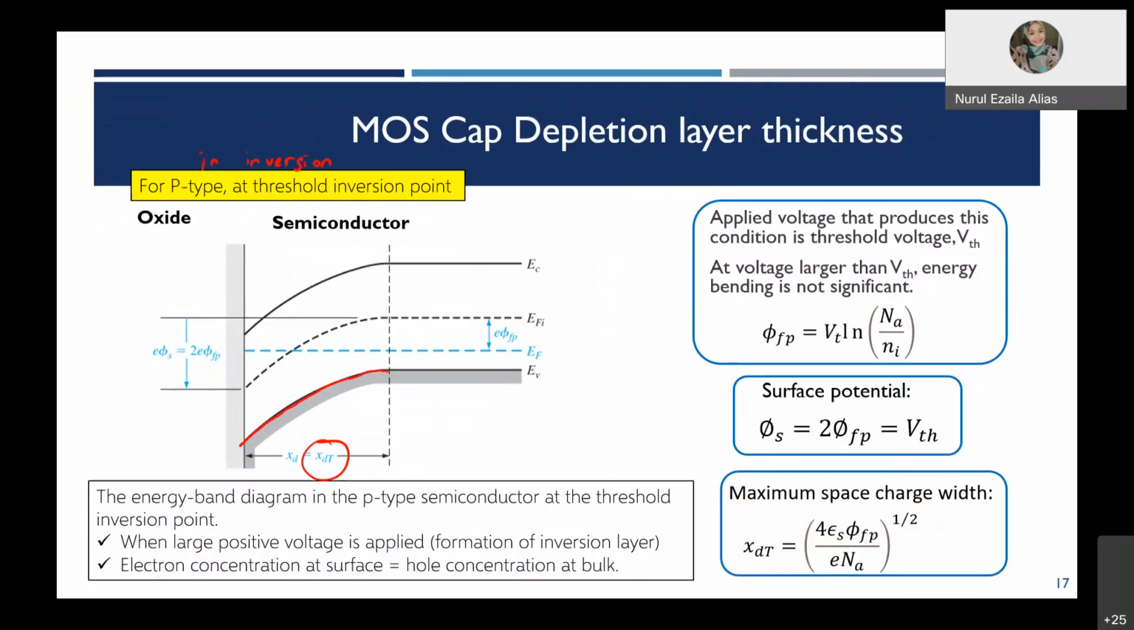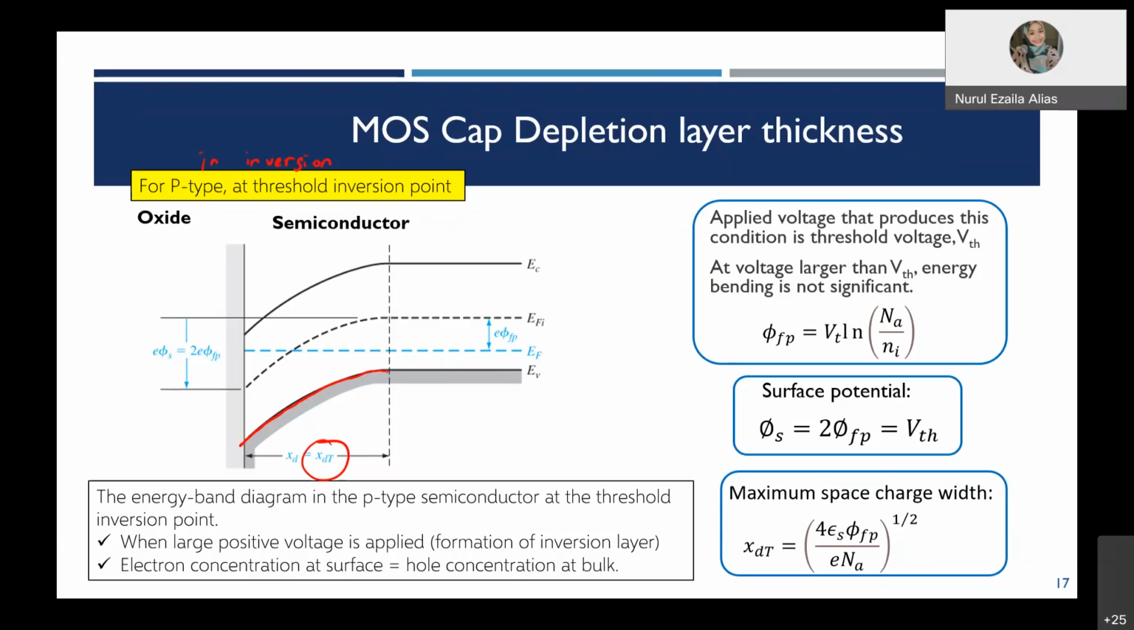During inversion, it is assumed that the surface potential phi s is double phi fp, which is equal to the threshold voltage. This is the assumption made by Neamen. During inversion, the surface potential is double phi fp, and it corresponds to the minimal voltage to turn on your MOSFET, which is the threshold voltage.